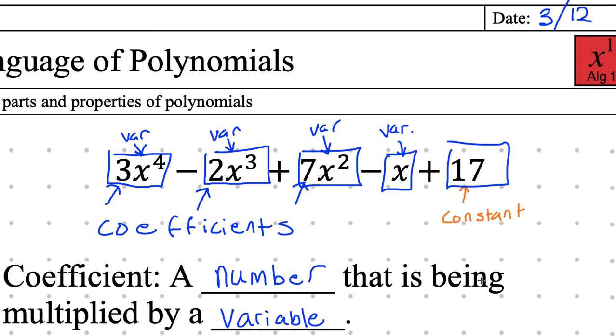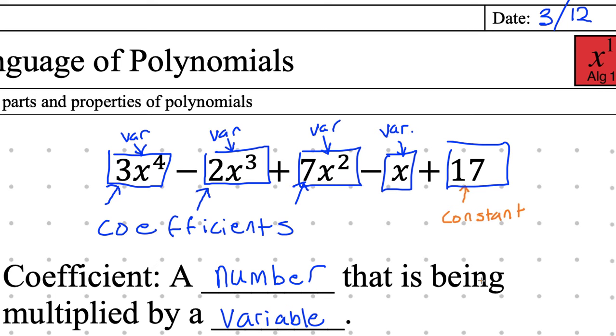So if I come up here to our polynomial, this is my polynomial, and I see a power of 4, I see a power of 3, a power of 2, a hidden power of 1, and this is actually a power of 0 because there's nothing. This is a degree 4 polynomial. Why? Because the biggest power was 4, so this entire polynomial is degree 4.